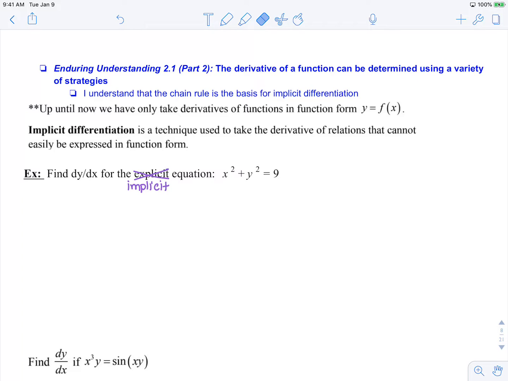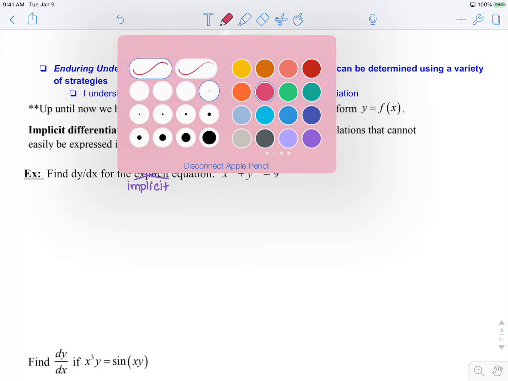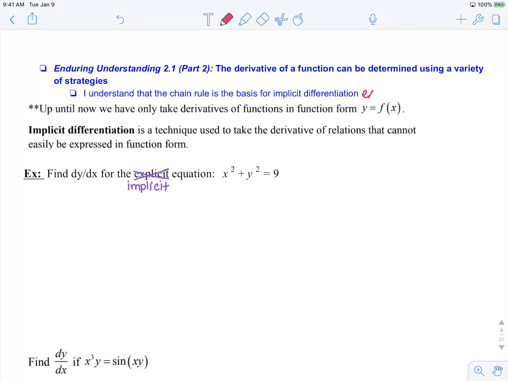Up until now, we have only taken derivatives of functions in the form y equals f of x. Functions in these forms are called explicit. For example, an explicit function is y equals x squared plus 2x, and we can find its derivative, dy/dx equals 2x plus 2.